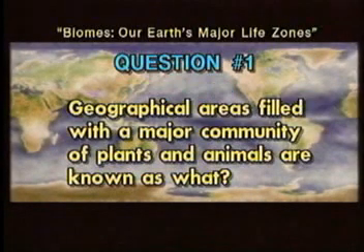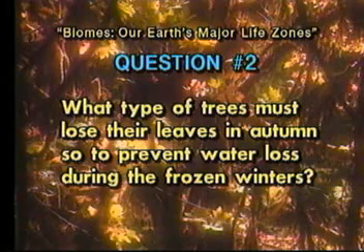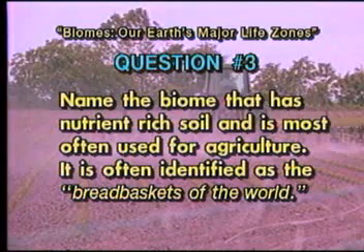Please answer the following questions. Number 1. Geographical areas filled with a major community of plants and animals are known as what? Number 2. What type of trees must lose their leaves in autumn so to prevent water loss during frozen winters? Number 3. Name the biome that has nutrient-rich soil and is most often used for agriculture. It is often identified as the breadbasket of the world.